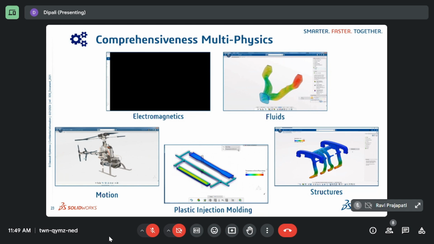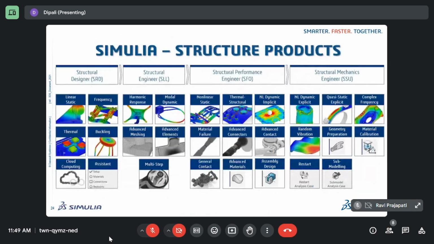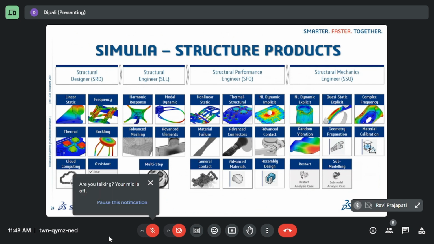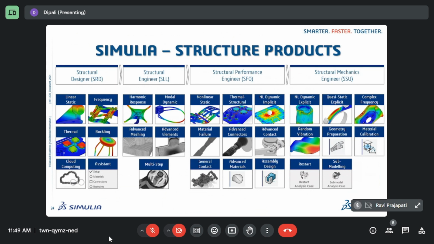Now let's have the details of each segment. So let's start with the structural part. In Simulia, we have various kinds of applications which are sold in a bundle called a role. If you look at the first row, it lists the structural designer role, the diagram is SRD. That has the capabilities of linear static, frequency, thermal and buckling analysis, which kinds of analysis you can perform with the structural designer role. These are the applications that are listed.